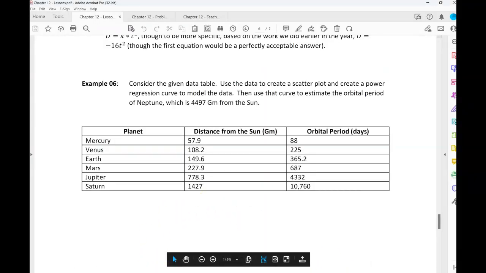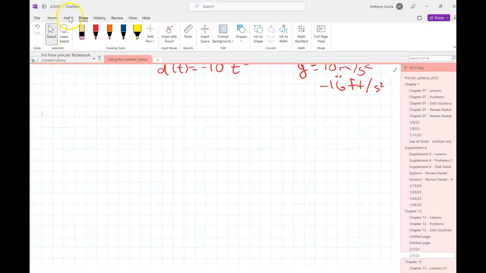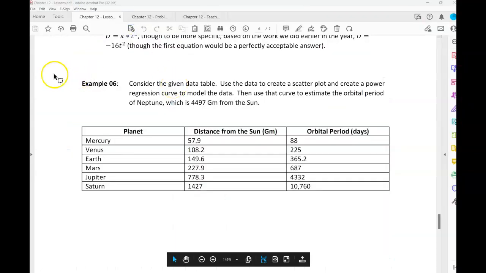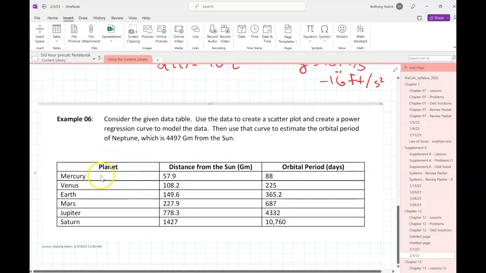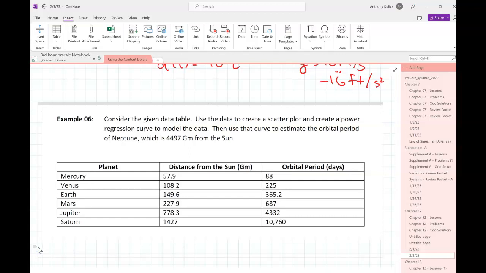All right, so next example. It says consider the data table. Use the data to create a scatter plot. We know how to do that, right? And create a power regression curve to model the data. Okay, we can do that. That's not hard. We do it the same way we do a linreg. We just pick a different reg equation from the same spot.